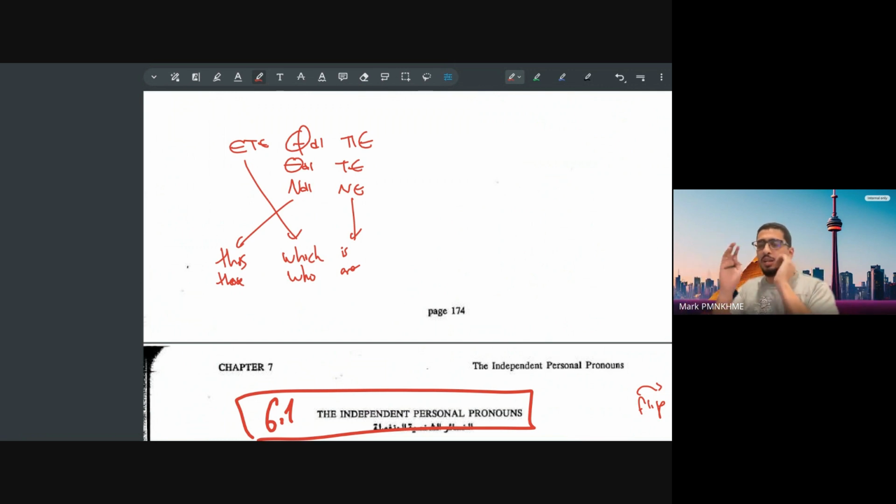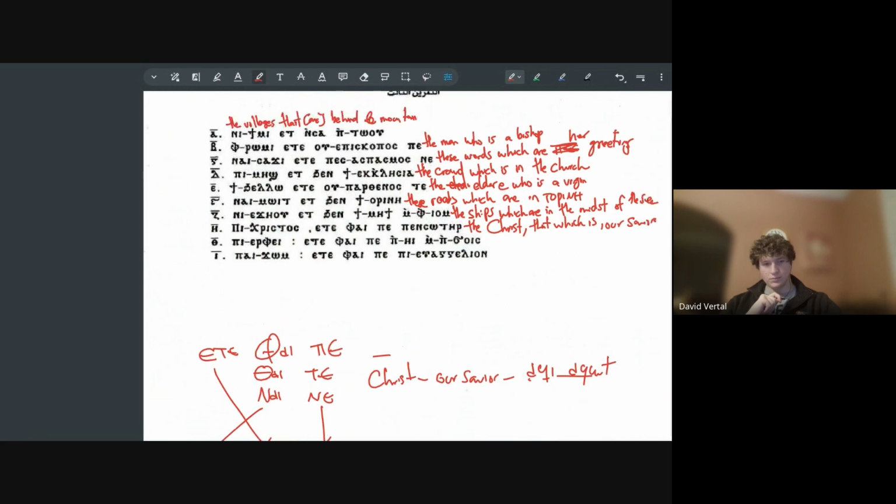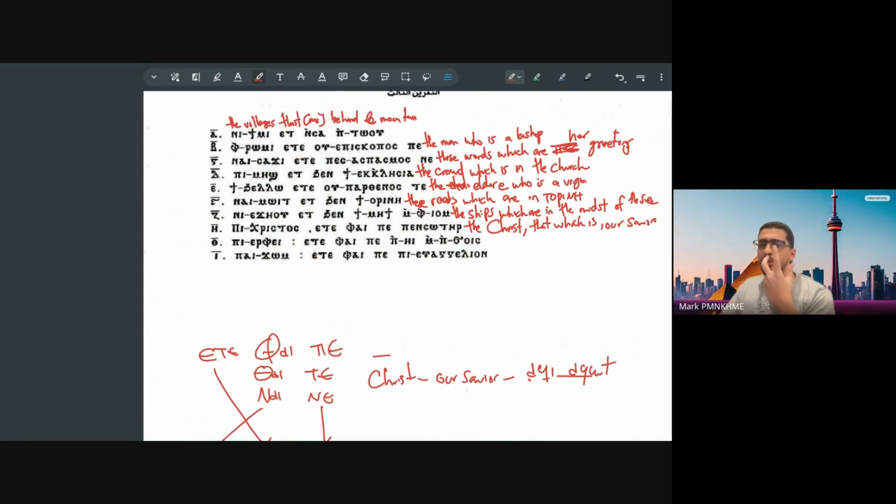It's just like an interruption to explain something. In English, you probably do a dash. So Christ, dash, our savior, and then keep going. Has come. That's how you probably use it. So basically just that which I mean, and then keep going.